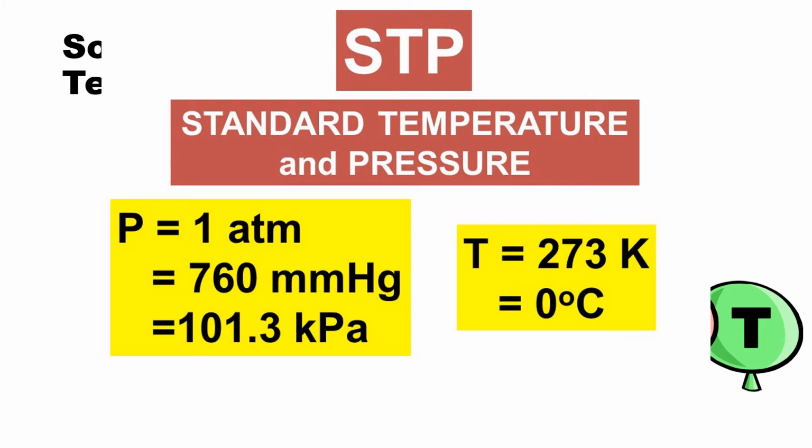As you can observe here, the standard temperature is 0 degrees Celsius, the freezing point of water, which is equivalent to 273 kelvins. The standard pressure is equivalent to 1 atm or 1 atmosphere. This is the pressure exerted by the atmosphere on Earth at sea level. And as mentioned earlier, 1 atm is equivalent to 760 millimeters of mercury, or 101.3 kilopascals.